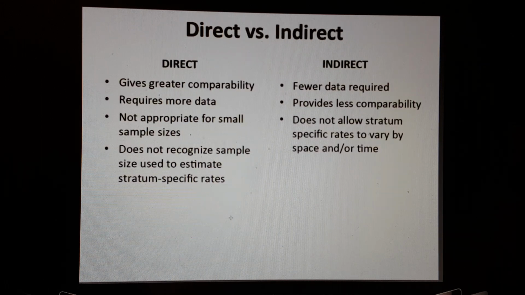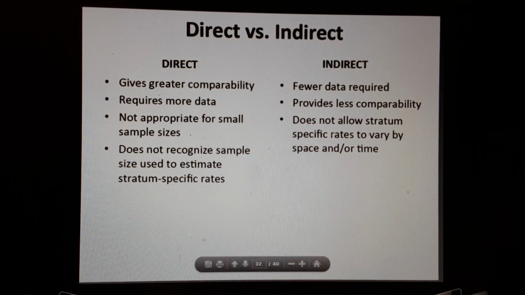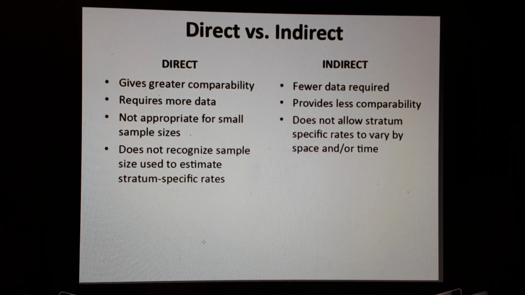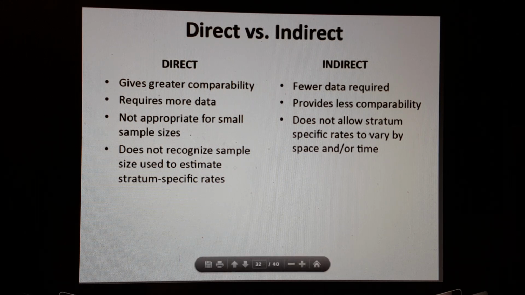So direct versus indirect. Direct gives greater comparability, but it requires more data. It's not appropriate for small sample size, and it does not recognize sample size used to estimate stratum-specific rates. Indirect standardization, on the other hand, requires fewer data, but it provides less comparability, and it does not allow stratum-specific rates to vary by space or time.